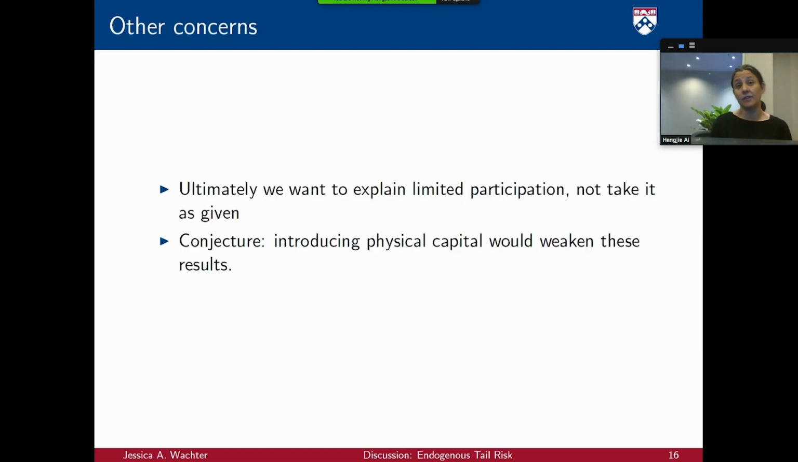One could raise other concerns ultimately. This model does rely on limited participation. If the workers were allowed to participate, I think that would mitigate some of the things that are causing the equity premium here. Ultimately, we want to explain that, that may be a cognitive limitation, but then how do we say that some people have it and some people don't? I also might conjecture that introducing physical capital would weaken these results. So that would be another concern.